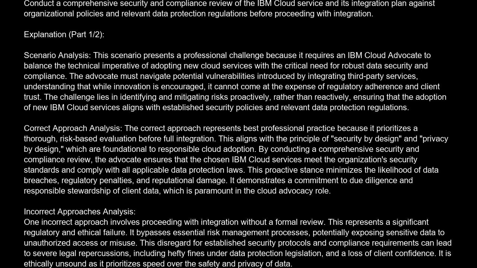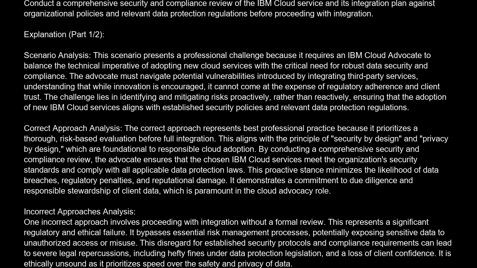Explanation. Scenario analysis. This scenario presents a professional challenge because it requires an IBM cloud advocate to balance the technical imperative of adopting new cloud services with the critical need for robust data security and compliance. The advocate must navigate potential vulnerabilities introduced by integrating third-party services, understanding that while innovation is encouraged, it cannot come at the expense of regulatory adherence and client trust. The challenge lies in identifying and mitigating risks proactively, rather than reactively, ensuring that the adoption of new IBM cloud services aligns with established security policies and relevant data protection regulations.